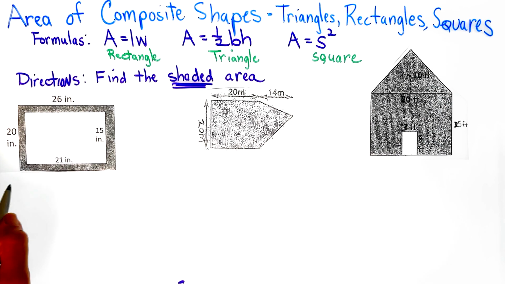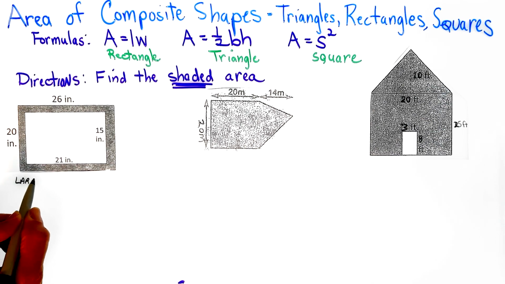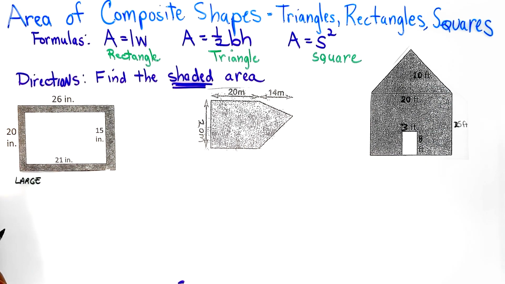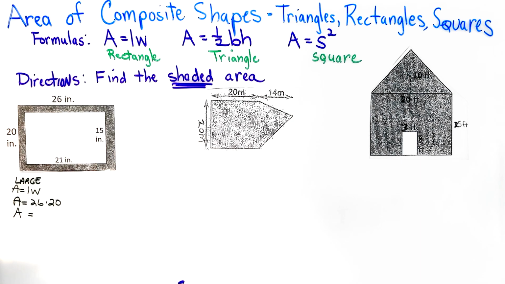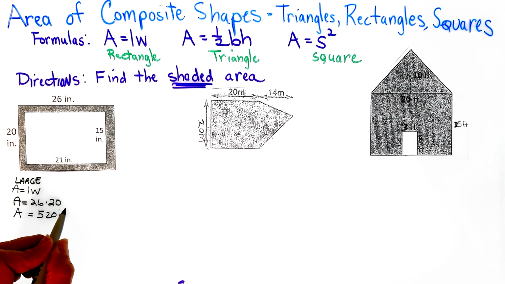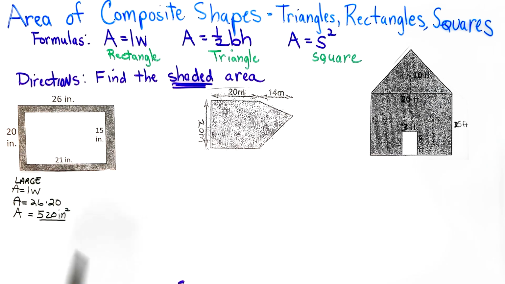So I'm going to label my work, of course. Here's my large rectangle. I'm going to go ahead and multiply. I'm going to write my formula. Area is equal to length times width. So area is equal to my 26 times my 20. And when we do that multiplication, it is 520, and that is inches squared. So right now, that's part of one of our steps. We have multiple steps, remember.